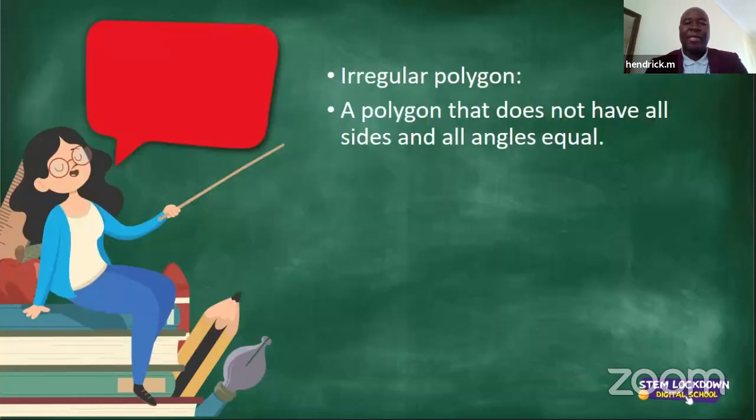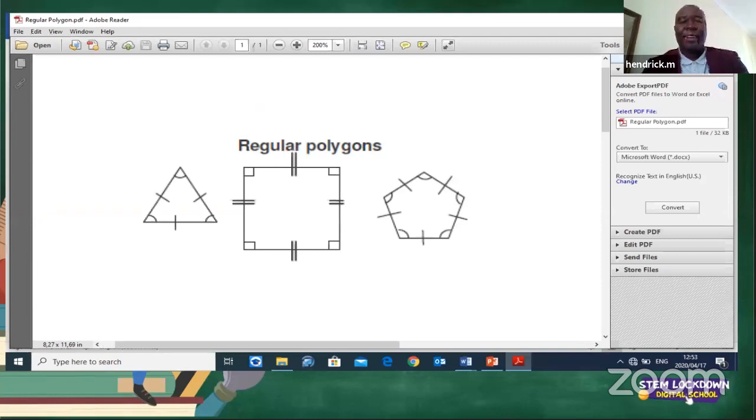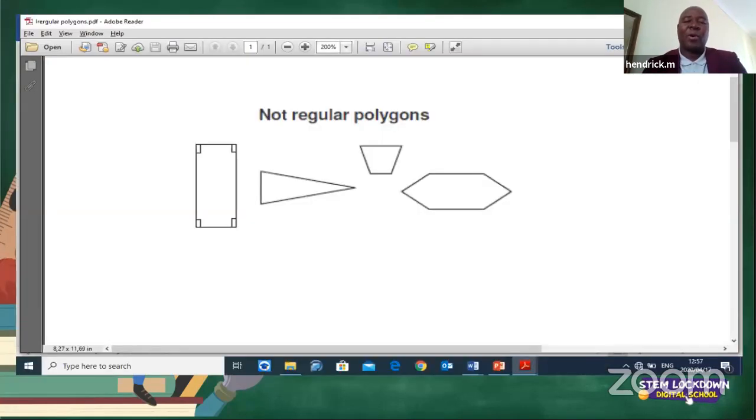Just to recap, going back, you can see what a regular polygon looks like. Regular polygon: all sides equal, angles are equal, as opposed to an irregular polygon, where all sides are not equal. And of course, even angles at times, not all angles will be equal in an irregular polygon.